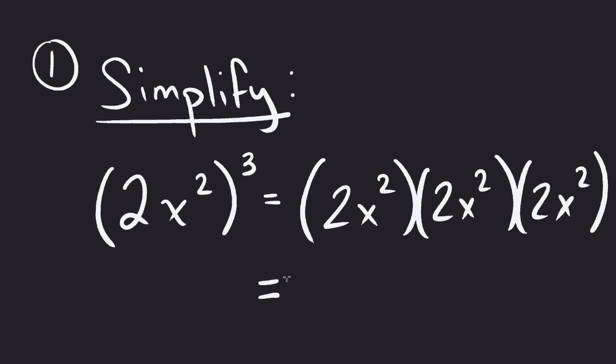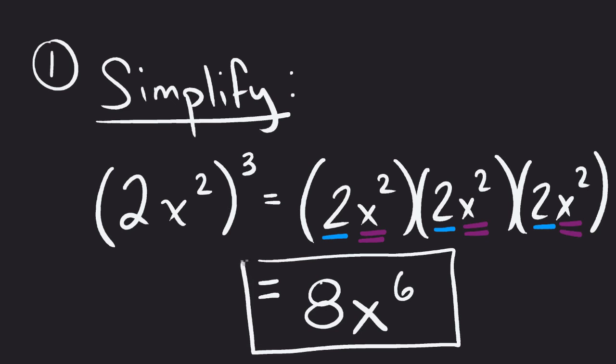Okay? And by multiplying our common things here, so 2 times 2 times 2, 2 times 2 is 4, times 2 gives me 8. And now doing the x's, well, I have 2 x's, I have 2 more x's, and I have 2 more x's. So that means my total comes out to be x raised to the 6.